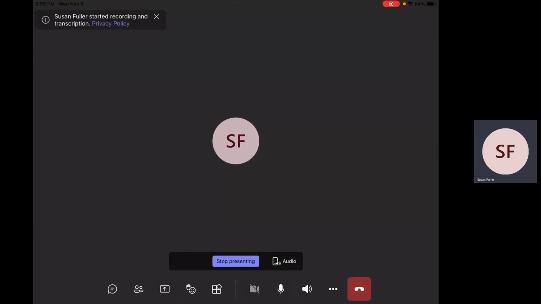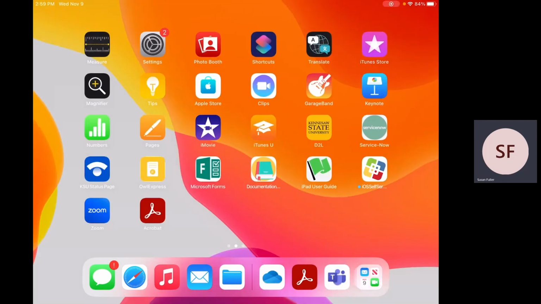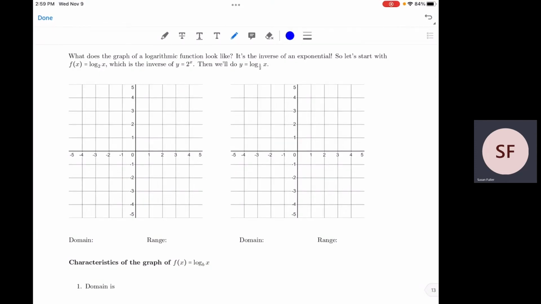All right, hello all. I want to make a quick video about graphing and transforming logarithm graphs. I don't want to spend too much time on the graphing of these, but I do want you to be able to finish your homework in ALEKS, so I just wanted you to have this to help you with that. Okay, so what does the graph of a logarithmic function look like anyway?